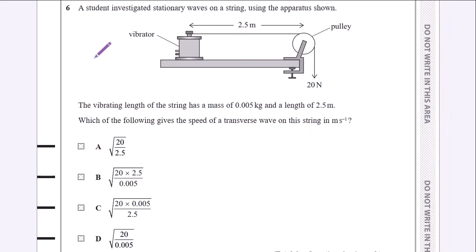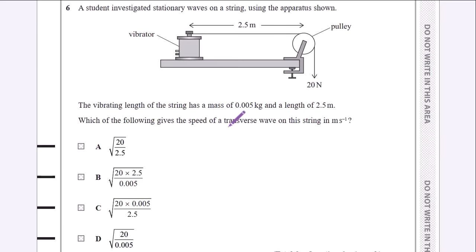So now for question 6, a student investigated stationary waves on a string using the apparatus shown. The vibrating length of the string has a mass of 0.005 and a length of 2.5 meter. Which of the following gives the speed of the transverse wave in the string in meter per second.